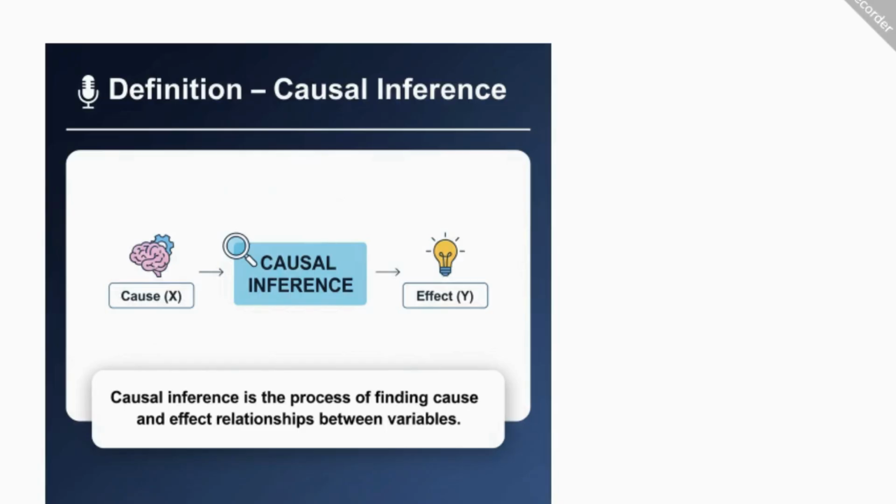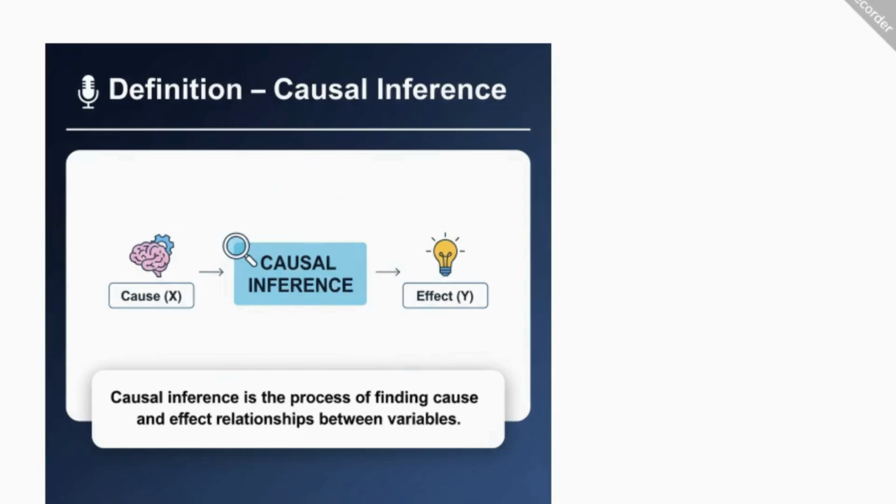If we simply see in the image, the definition of causal inference. Causal inference is the process of finding cause and effect relationships between variables. In simple words, it answers one main question: what is causing what?